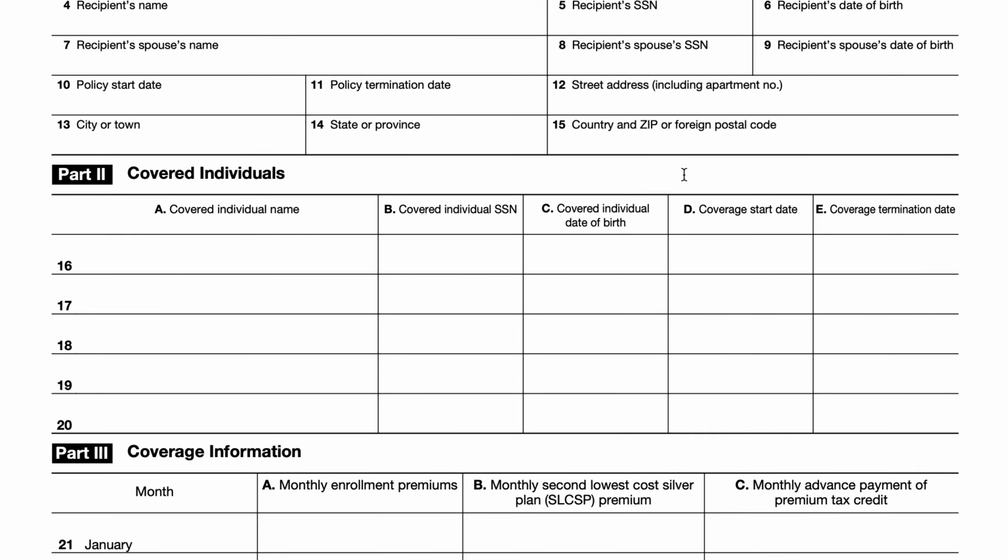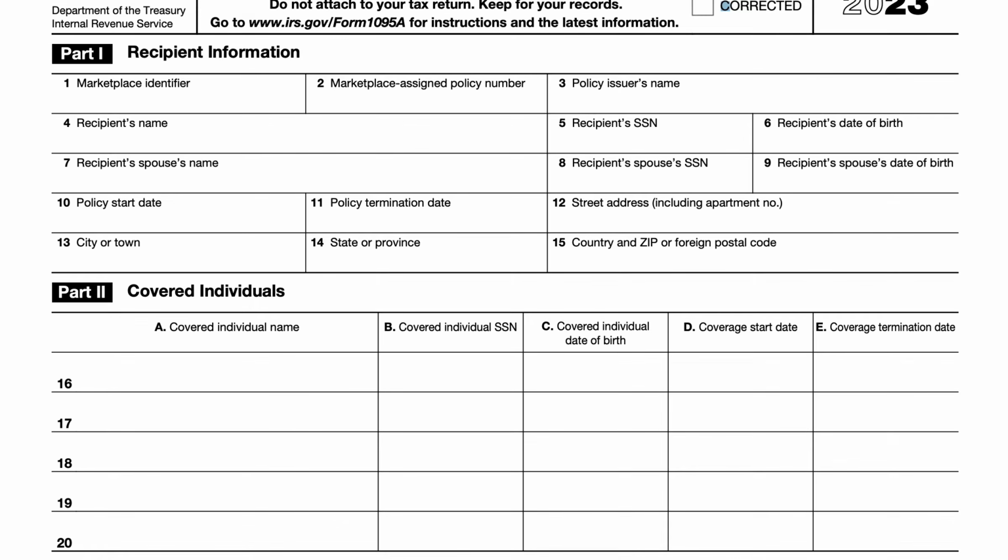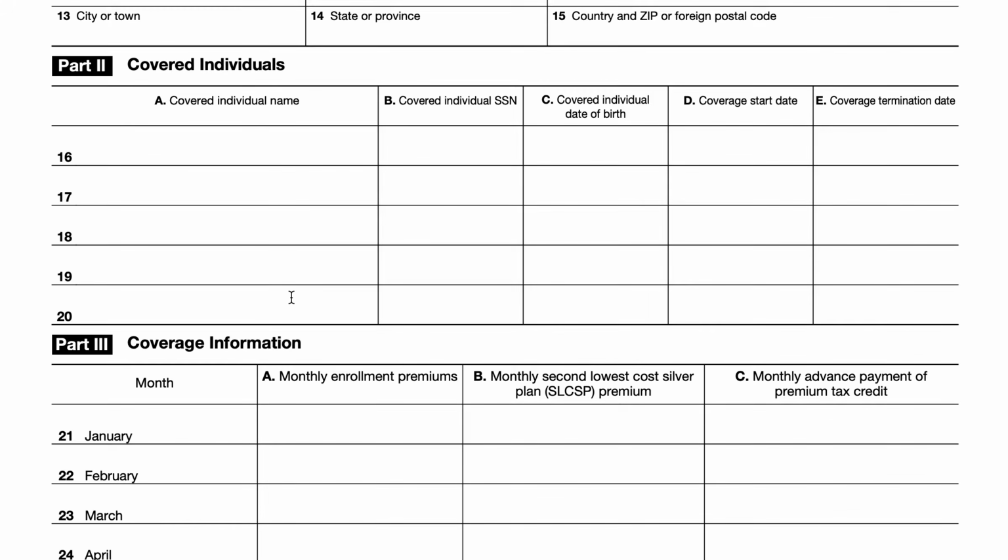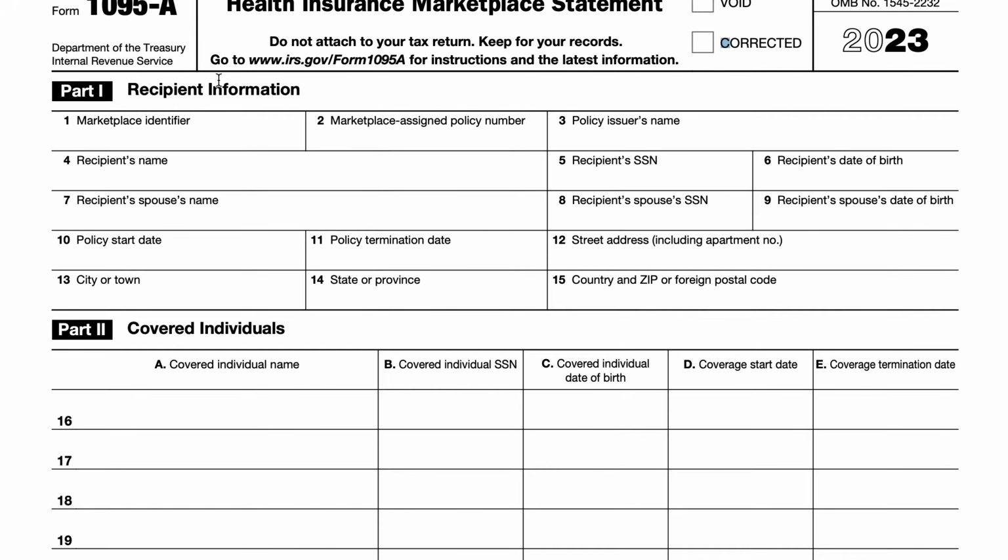So most of this is one page. There are three parts: the recipient information, the covered individuals, and then coverage information. So let's start with part one. This is going to be recipient information. It basically reports information about you as a taxpayer, the insurance company that enrolled you in your current policy, and the marketplace where you received your coverage.